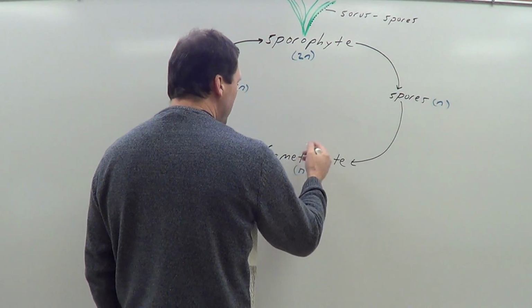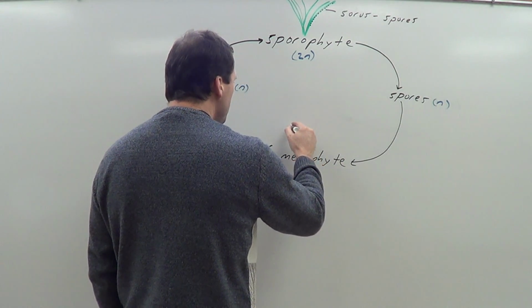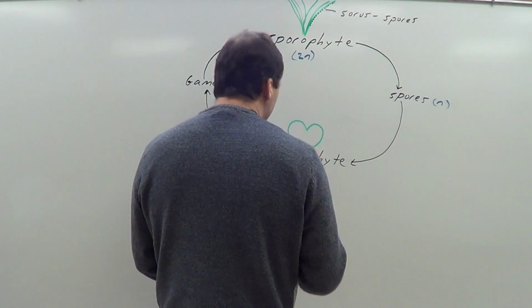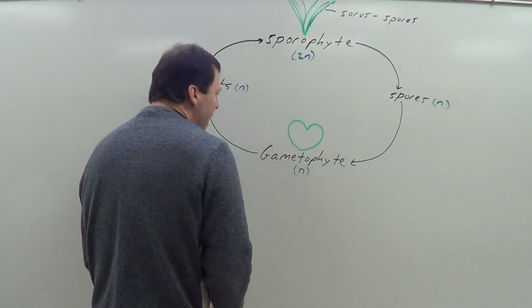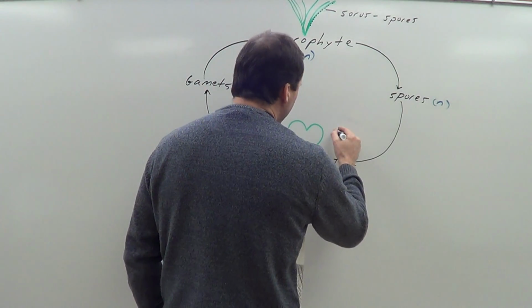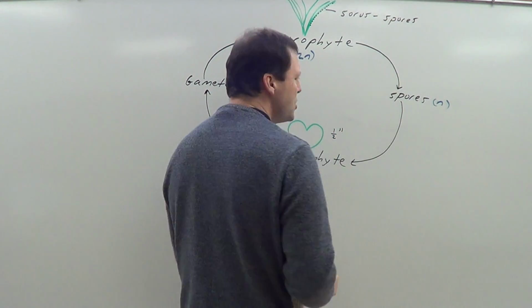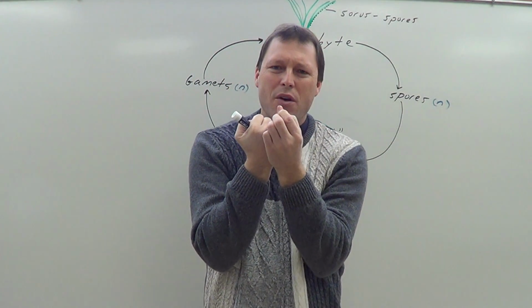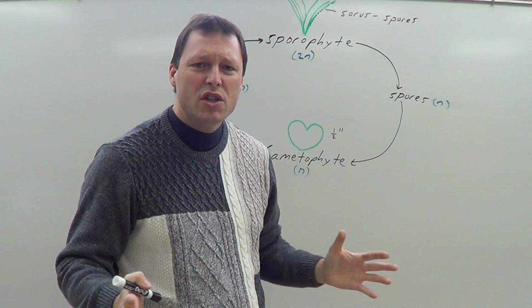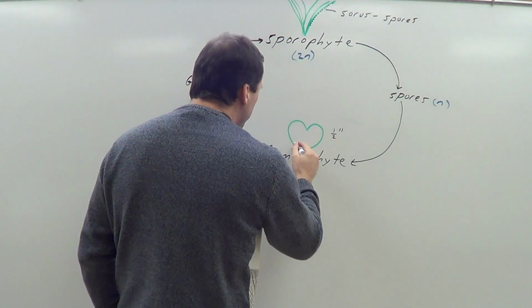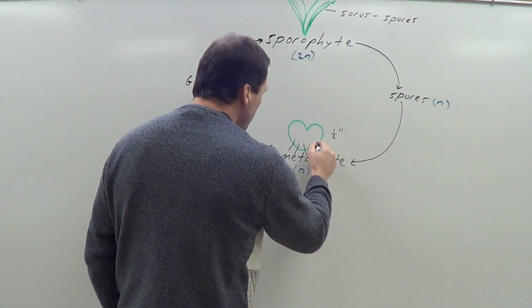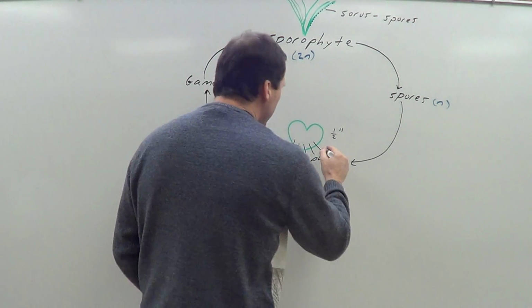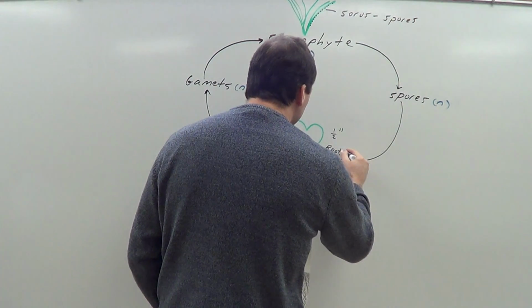Turns out the gametophyte form of a plant actually looks like a heart. This gametophyte is going to be about a half inch in size, literally about the size of your little pinky nail. So it's very small, it's easily overlooked. And it does produce roots. These are true roots because they contain vascular tissue, xylem and phloem. So they actually are true roots.